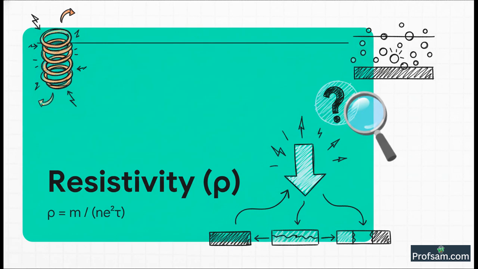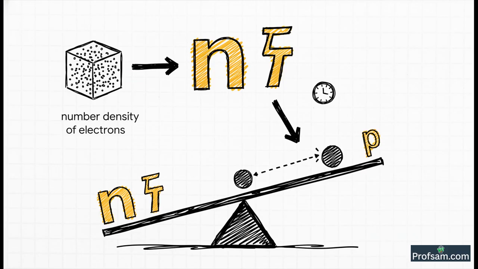It's really simple. Rho equals m divided by n times e squared times tau. Now here, m is the mass of an electron, and e is its charge. Both of these are constant, so they don't change from material to material. The really important parts, the ones that make materials so different, are here in the denominator, n and tau. So, the crucial point is that you only need to focus on our two heroes, n and tau.